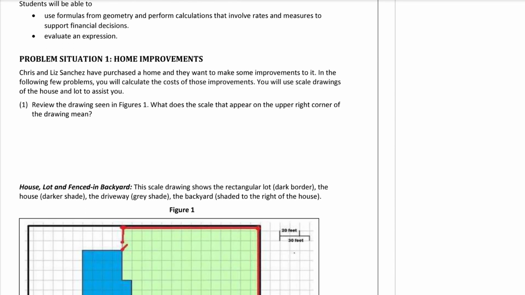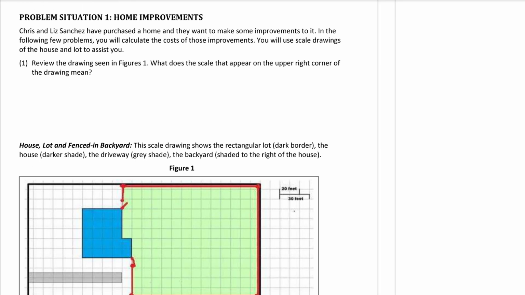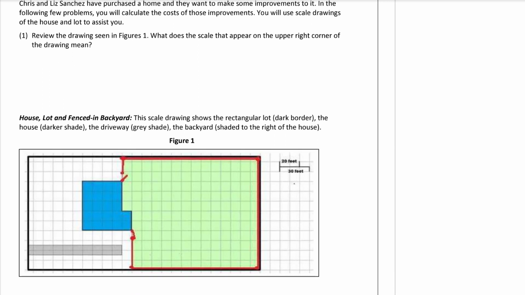So let's look at the problem situation number 1, home improvements. Chris and Liz Sanchez have purchased a home that they want to make some improvements to it. In the following few problems, you'll calculate the cost of those improvements. You will use scale drawings of the house and lot to assist you.